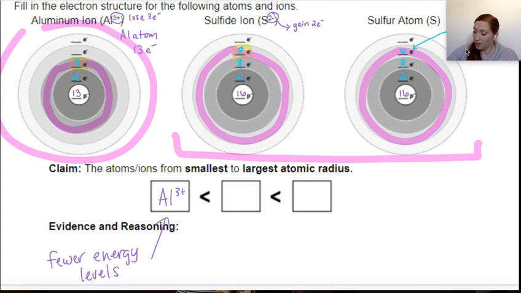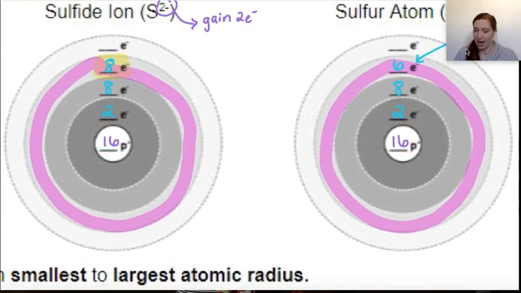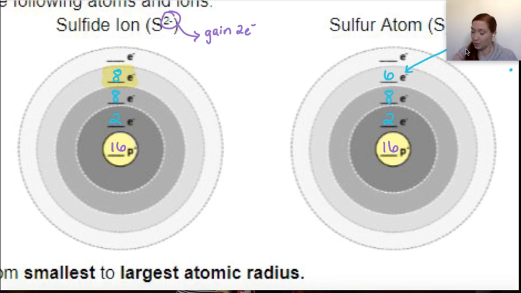Okay, so I'm going to take a look just at sulfide and sulfur. So let's zoom in on these a little bit. These have electrons in the same energy levels, first, second, and third. The other thing to pay attention to is the number of protons in the nucleus. 16, 16. Those are both the same as well. So we have to look for the difference between these. The difference here is in the number of electrons in the outermost shell. Sulfide has 8, sulfur has 6.